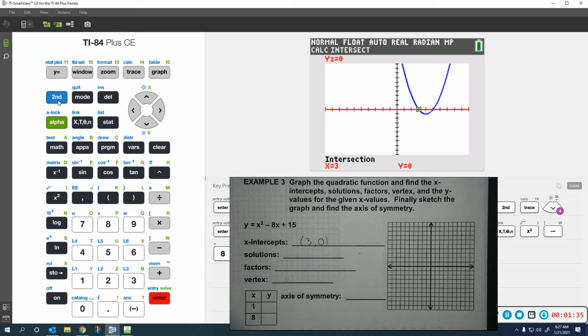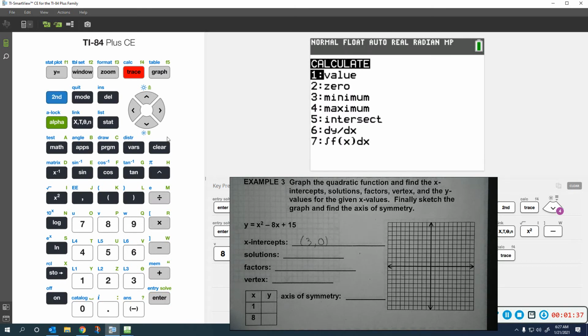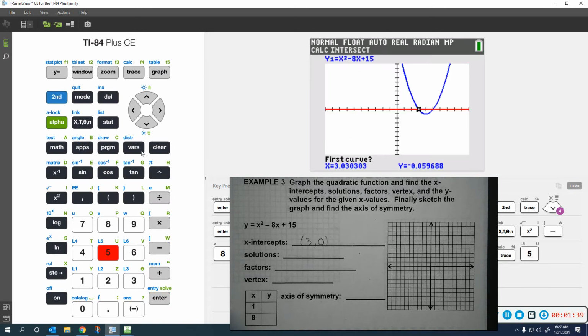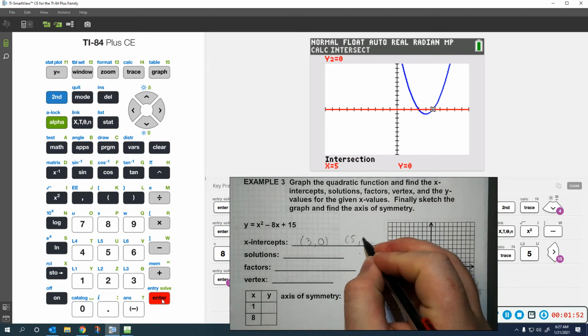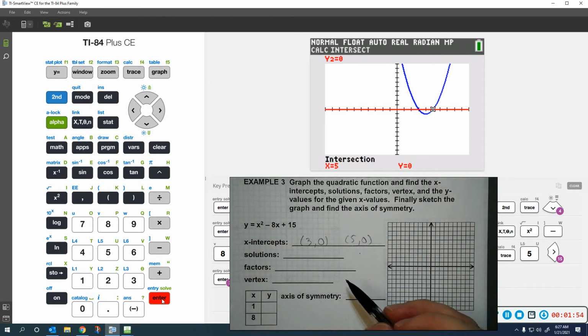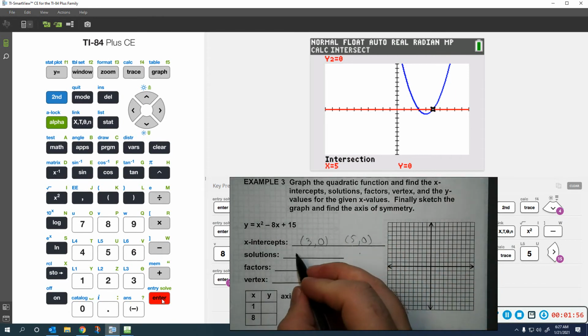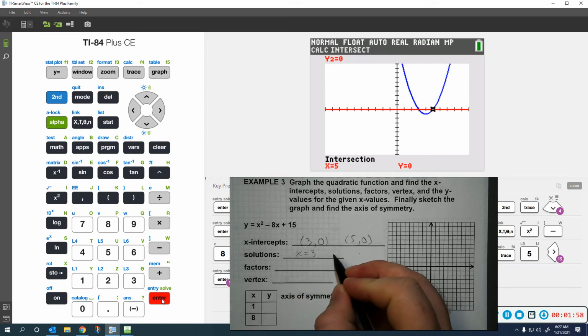The other one, second, trace, go down to intersect. This time we got to move it to the right because we want that one on the right side. Okay, got really close, push enter. Second curve, push enter one more time. And it's at 5, 0. So, what are the solutions? It's just the x value there. So the solution is x equals 3 and x equals 5.